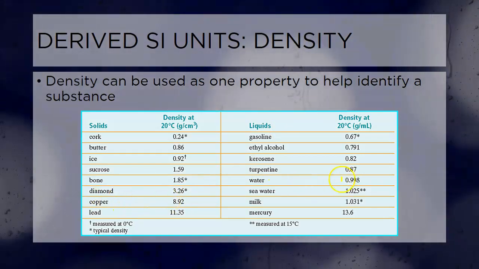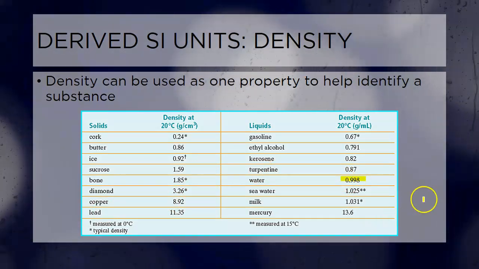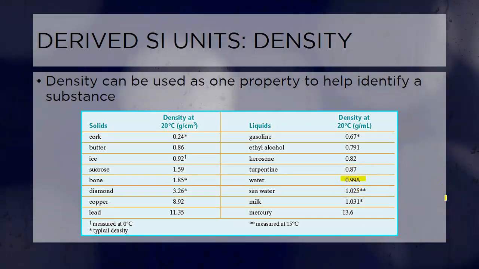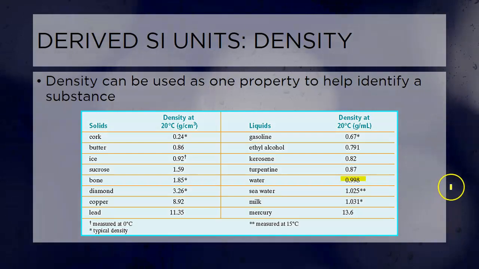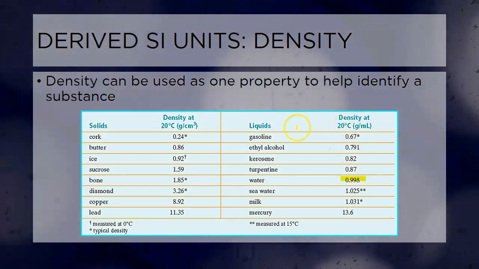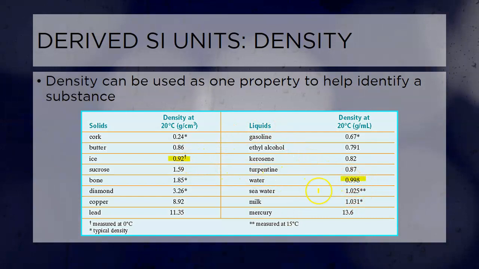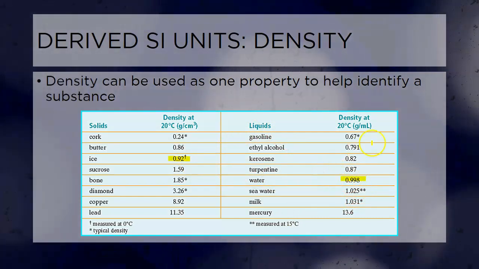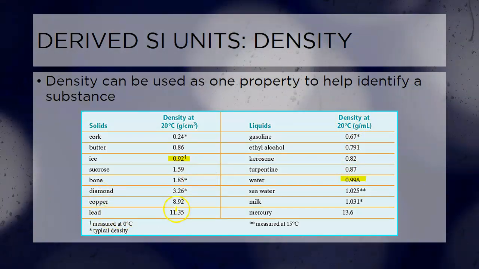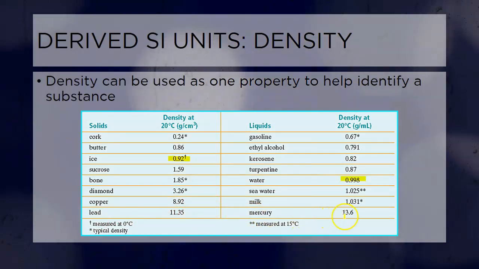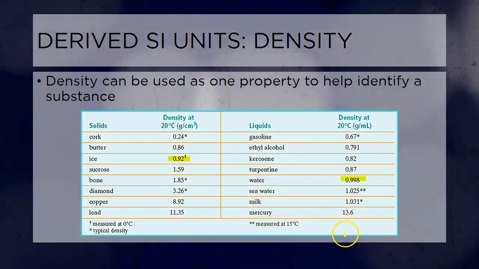A couple key things to look at. Notice water is very close to 1 gram per milliliter, meaning if I have a gram of water, I know I have a milliliter. Vice versa, if I have a milliliter of water, I know I have a gram at 20 degrees Celsius. Ice, when we freeze it, notice it's at a colder temperature. But when we freeze ice, notice how it has a lower density than water. So that's why ice floats on water. Got lead. Lead's a very dense metal, 11.3 grams per cubic centimeter. Mercury is a pretty dense liquid, so those things are going to sink in water.